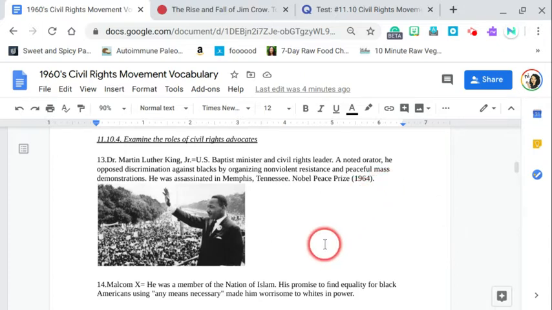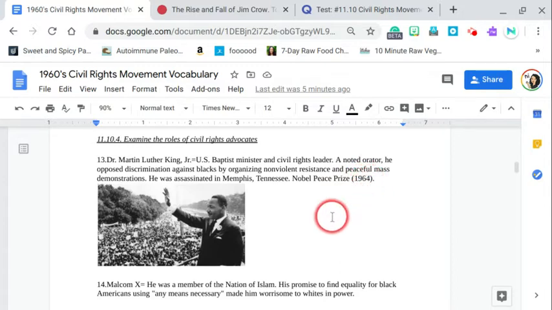Okay, so one of the greatest fighters, and I hope everybody knows, Dr. Martin Luther King Jr. He was a U.S. Baptist minister and civil rights leader, a noted orator. He opposed discrimination against blacks by organizing nonviolent resistance and peaceful mass demonstration. Okay, he won a Nobel Prize in 1964.